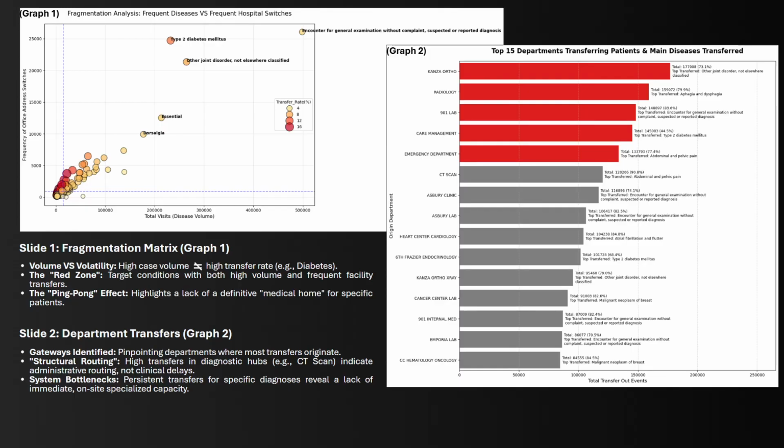Diagnostic units like CT scans and the 911 lab show transfer rates approaching 100%. We define this phenomenon as structural routing. This does not indicate poor patient care or inefficiency. Instead, it is an administrative artifact of our data system records, such as 15-minute imaging sessions counted as a separate department visit.